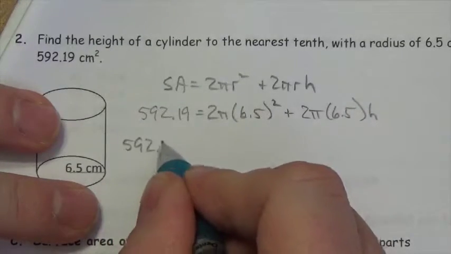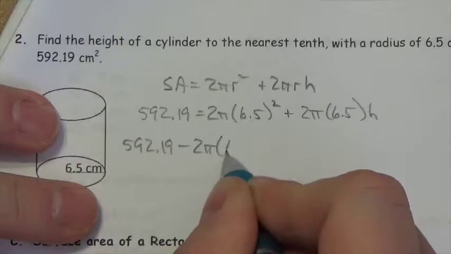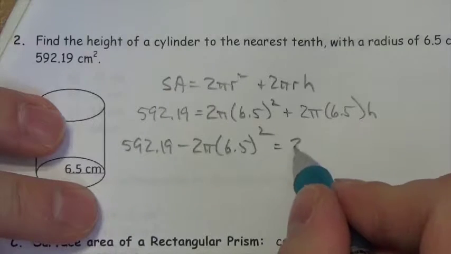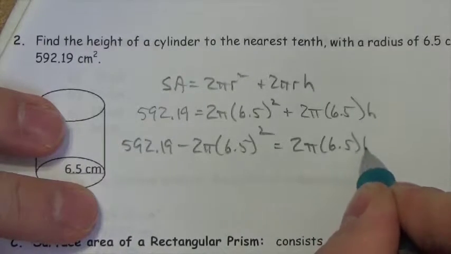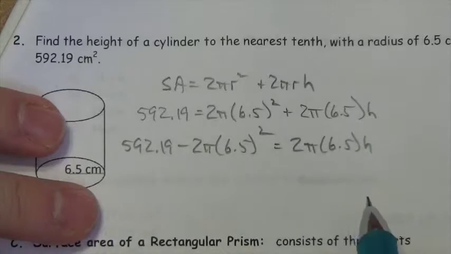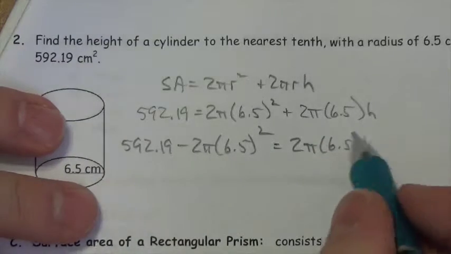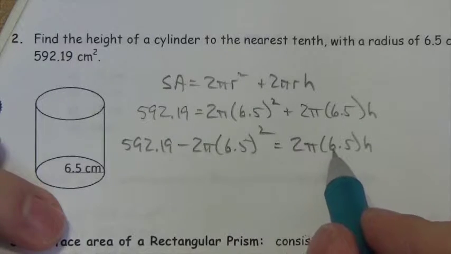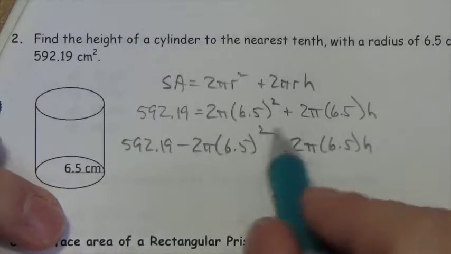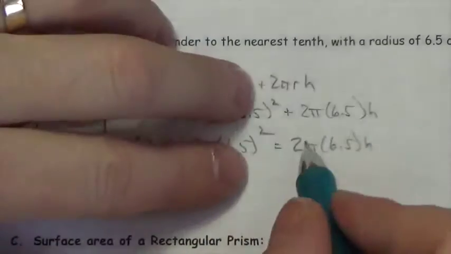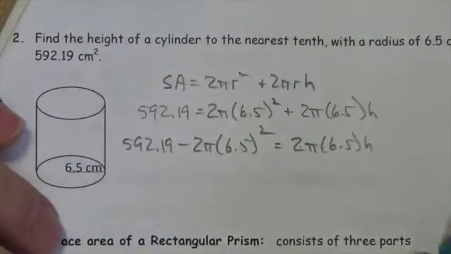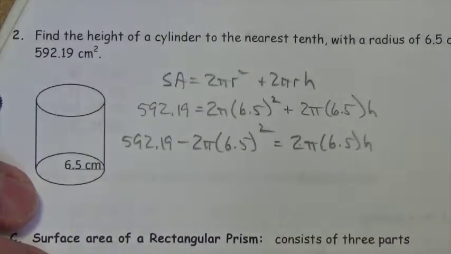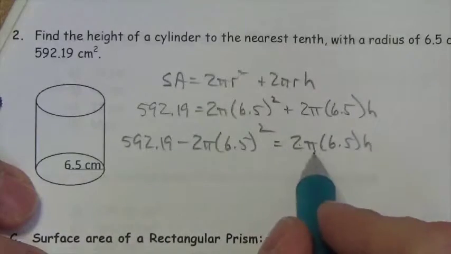So 592.19 minus 2 pi times 6.5 squared. I'll evaluate this all later when I use the calculator. So 2 pi 6.5 h. Now on the right hand side I've only got one term with that one variable in it. That's what I want to get by itself. So I am multiplying that variable by 2, by pi, by 6.5. Now remember, when you've got a bunch of stuff multiplied together like this in a row, order doesn't matter. I can switch the order around however I want. So it's really just this whole bit multiplied by h. So I'm going to divide everything by the 2 pi 6.5.